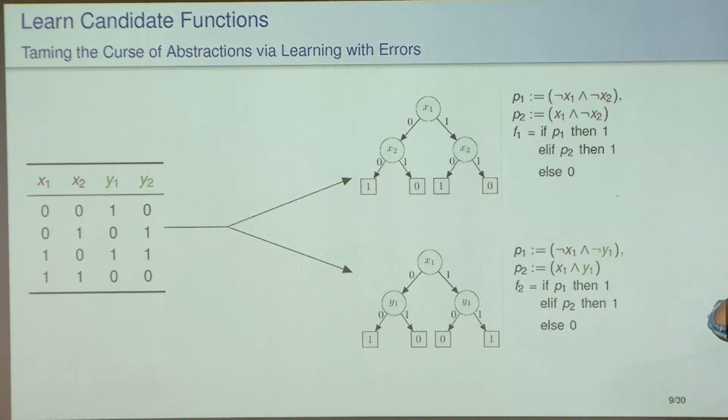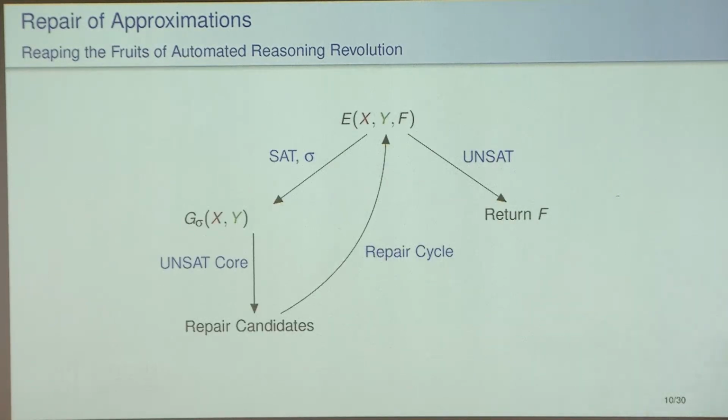Once we have these functions, we are going to ask, are these the correct column functions? And thankfully, it happens that this can be checked using a SAT oracle. So we can invoke a SAT solver. If the formula is satisfiable, then we have a counterexample. In that case, we go through the UNSAT core. We repair the counterexample. We keep going through this loop until we converge. And at that point, we know that the functions that we have are indeed correct column functions.